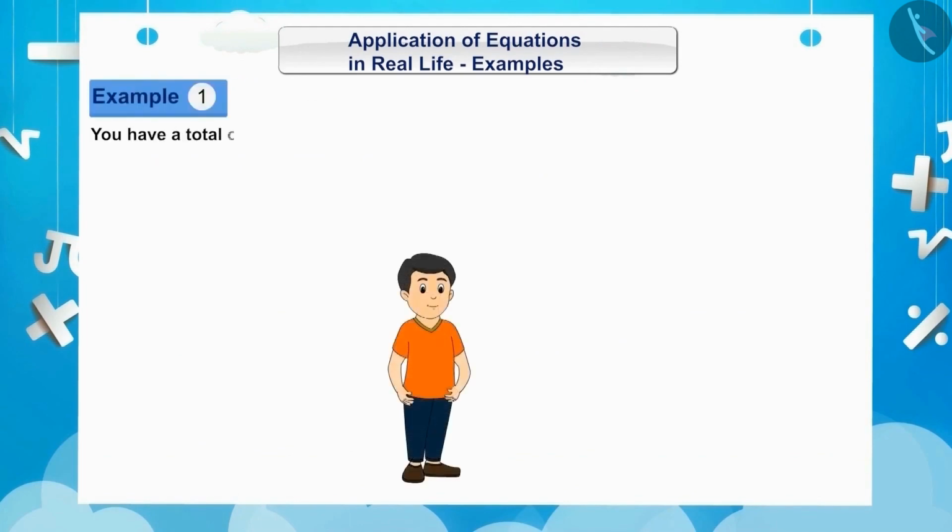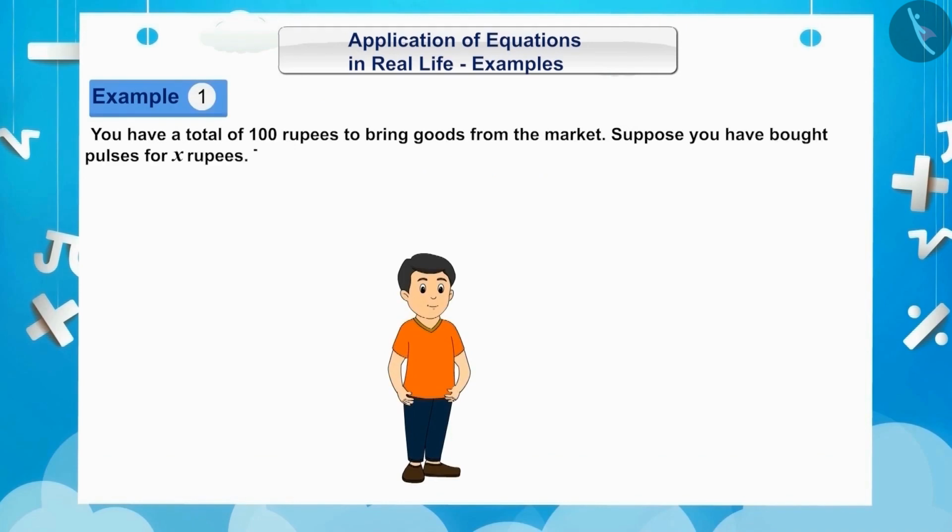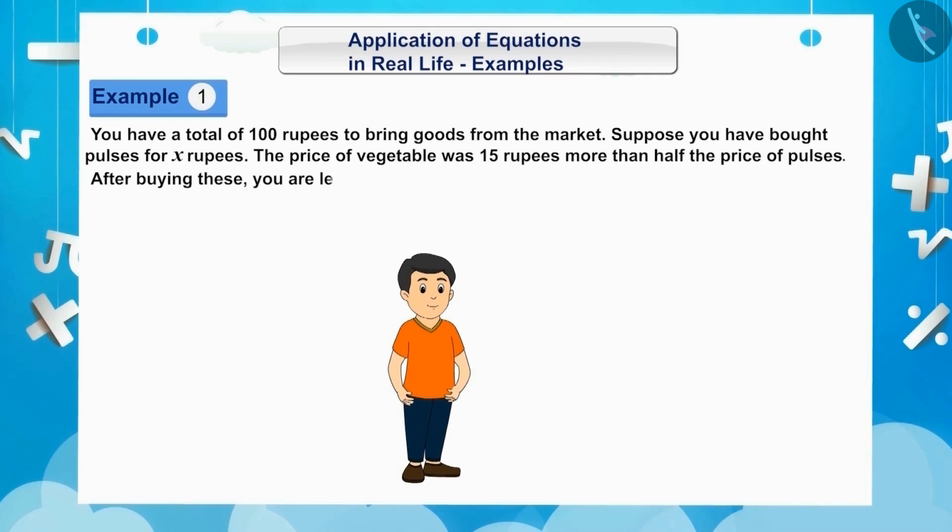Example 1. You have 100 rupees to shop at the market. Suppose you bought pulses for X rupees and the price of vegetables was 15 rupees more than half the price of pulses. After shopping, you're left with 10 rupees. Can you tell the cost of pulses?